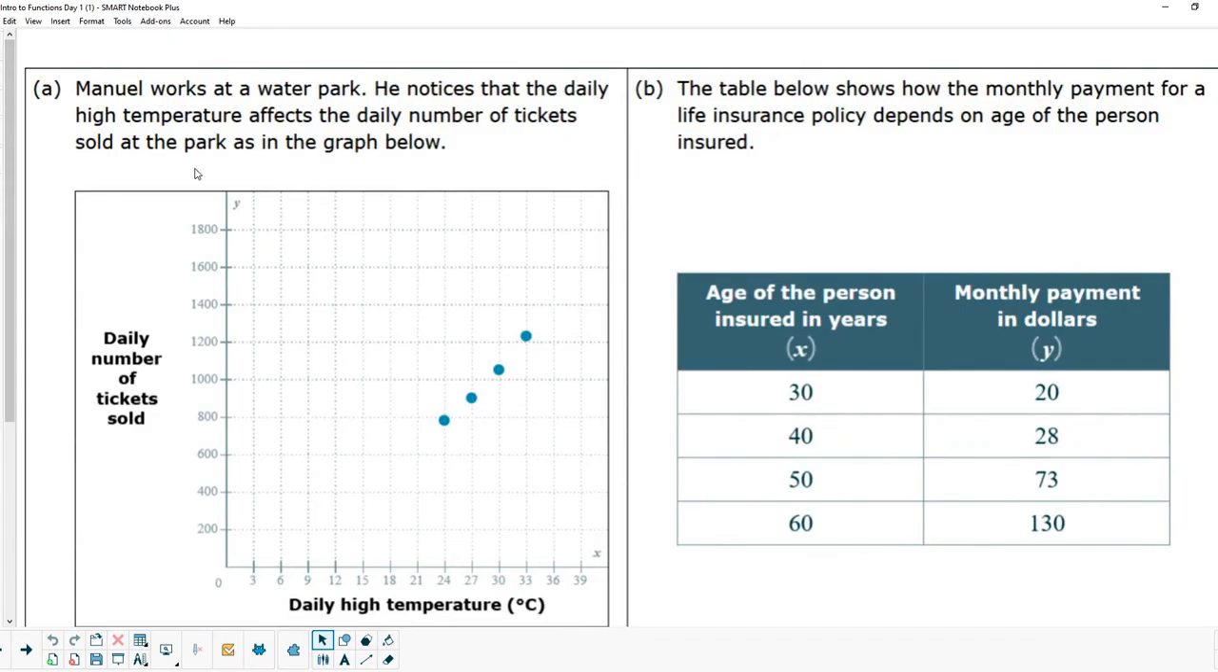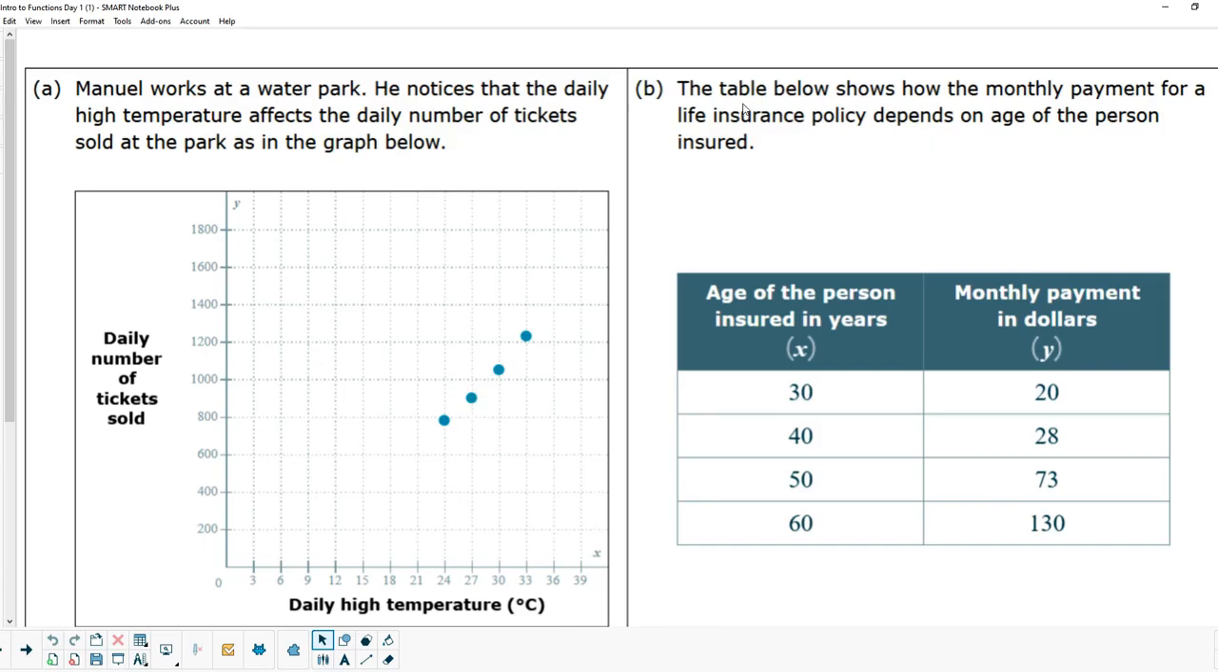For example, here, Manuel works at a water park. He notices that the daily high temperature affects the daily number of tickets sold at the park. And here's the graph below that shows that. Well, the independent variable would be the daily high temperature, and the dependent variable would be the daily number of tickets sold. It makes sense that the warmer it is, the more tickets they're going to sell, because more people want to go to the water park to cool off.